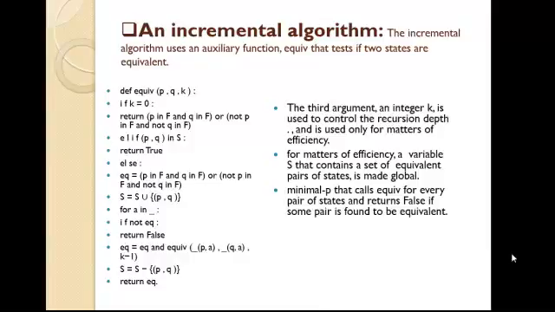The incremental algorithm uses an auxiliary function equi that tests if two states are equivalent. The third argument, an integer k, is used to control the recursion depth and is used only for matters of efficiency. For matters of efficiency, a variable S that contains a set of equivalent pairs of states is made global. Minimal P calls equi for every pair of states and returns false if some pair is found to be equivalent.